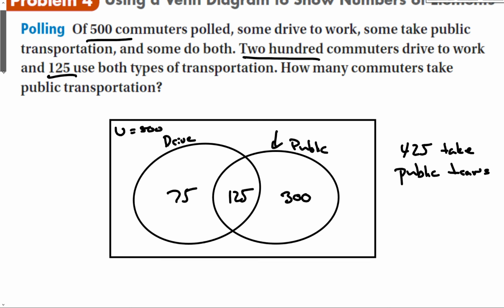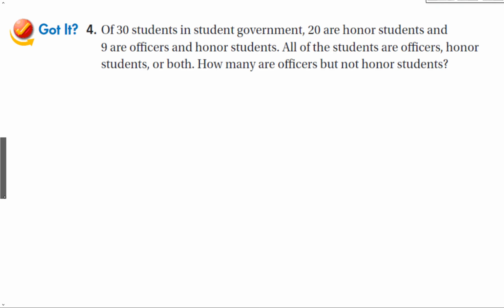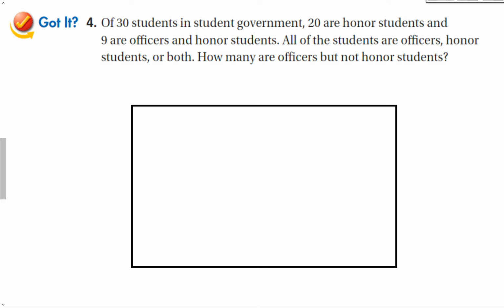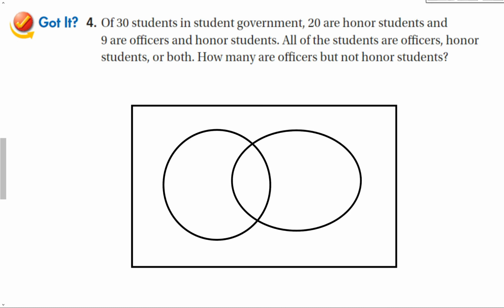Good. Let's do one more problem here. Okay. So again, let's make a nice Venn diagram. And let's see, 30 students in student government, 20 are honor students, 9 are officers. So there are 2 groups of people. So let's make 1 group, 2 groups. Okay. So now these are honor students and these are officers.